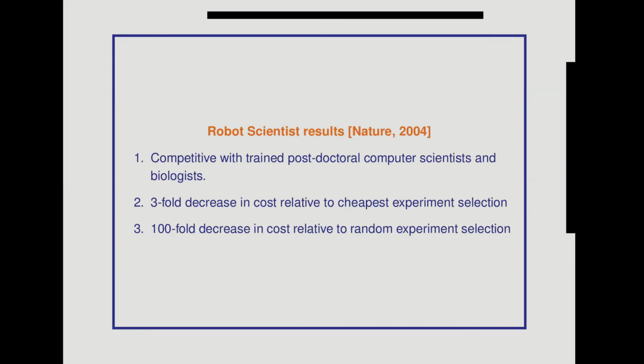So secondly, we demonstrated a threefold decrease in cost relative to the cheapest experiment selection. And this was a big advantage. We demonstrated the advantage relative to random selection of experiments. If you chose them using the active selection process, the costs were much lower. And thirdly, a hundredfold decrease in cost relative to random experimentation. So these were strong results and caused a stir back in 2004.